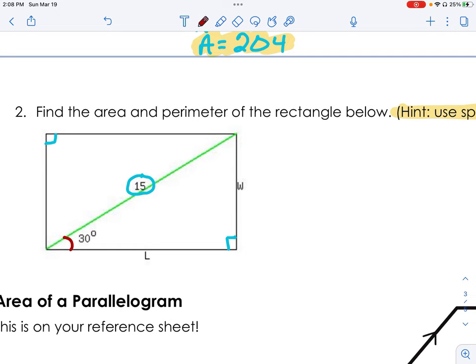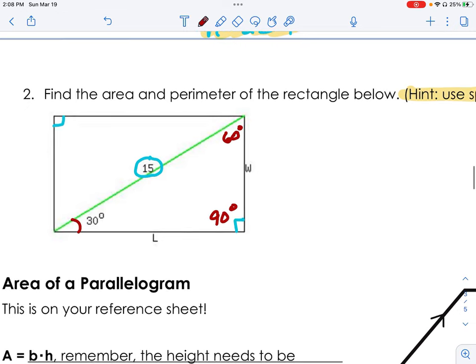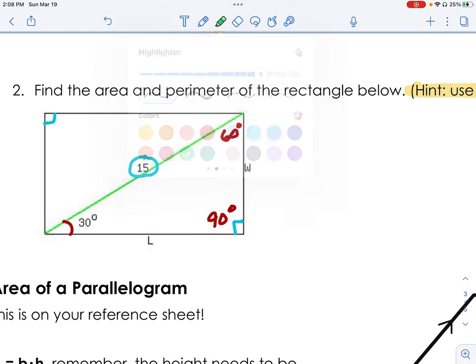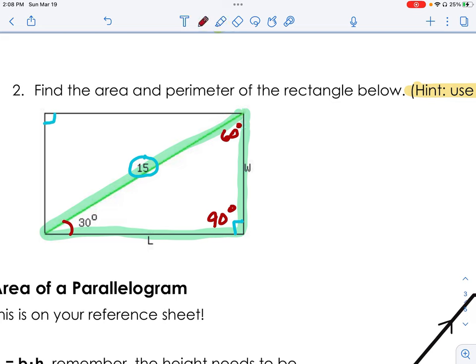So thinking back to our knowledge of triangles, they have to add up to 180 degrees. So if this was 90, we're given 30, this remaining angle has to be 60 degrees. And that is what we call a 30, 60, 90 special right triangle. And there are some relationships there. So our hypotenuse of this new triangle, which I will go ahead and highlight in green, we have this new triangle formed by the diagonal.